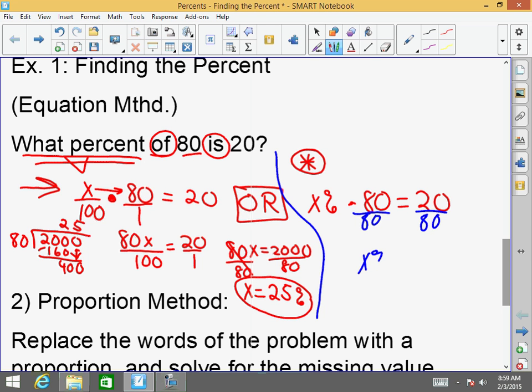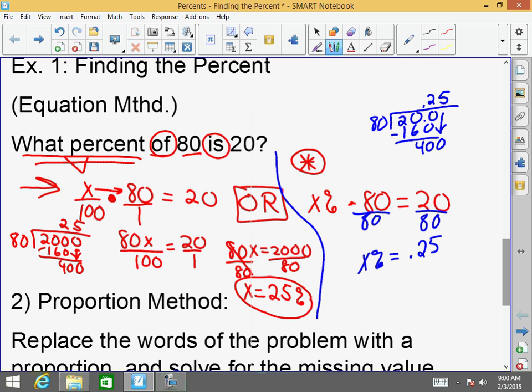Hopefully you guys will realize that 20 over 80 is 1/4, which is 0.25, but let's pretend you don't see that. 80 into 20, 0.0. 80 goes into 200 2 times. Drop down to 0. 80 goes into 400 5 times. So x% equals 0.25. Now, here's the danger with doing it this way. It's not a big deal. You have to move the decimal.